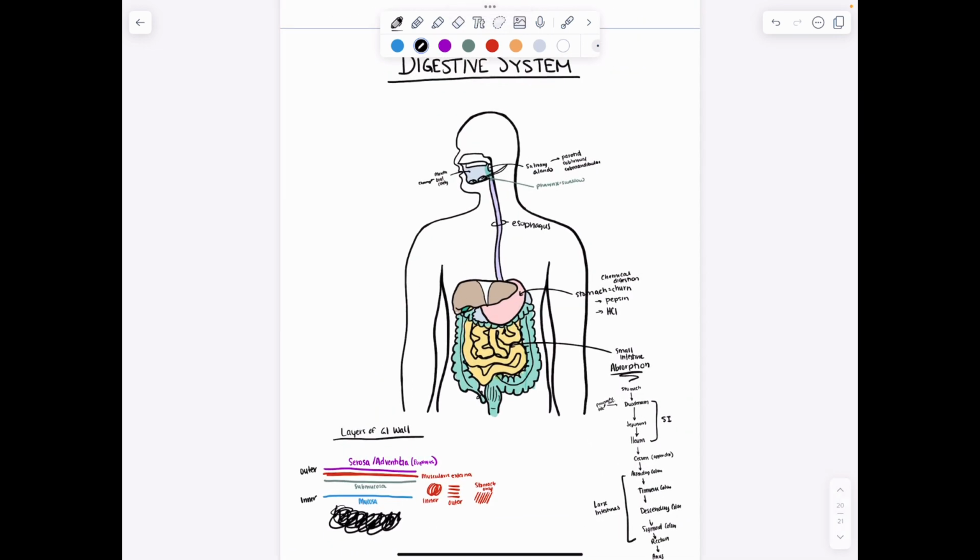So that is the digestive system in a little chunk. We'll talk more about it in lab. Please review, go through things from lecture, and I will see you guys in lab.